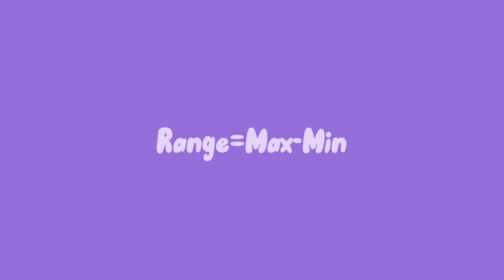Range is found when the minimum is subtracted from the maximum. Range is used to measure the variation and oftentimes accuracy of the data.